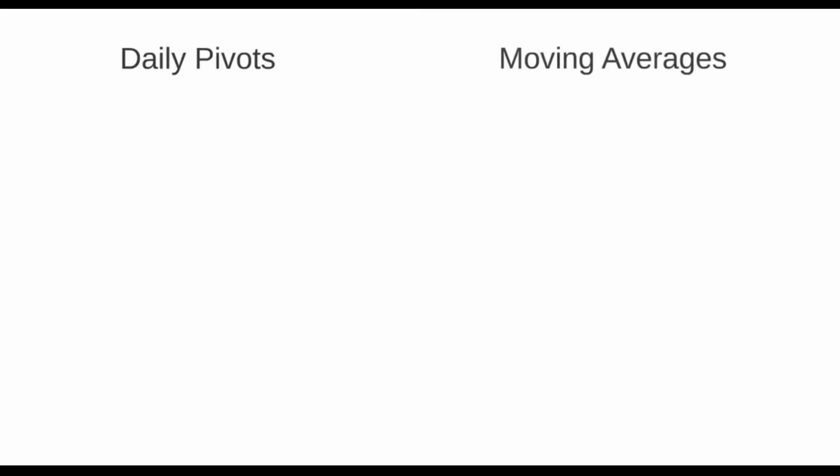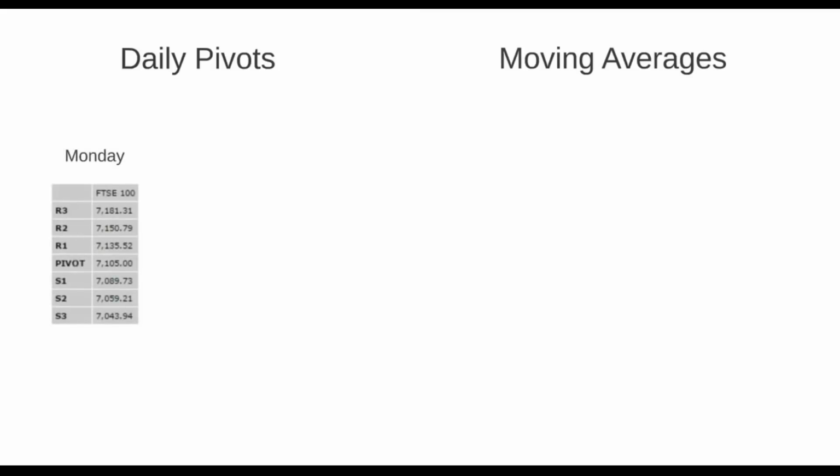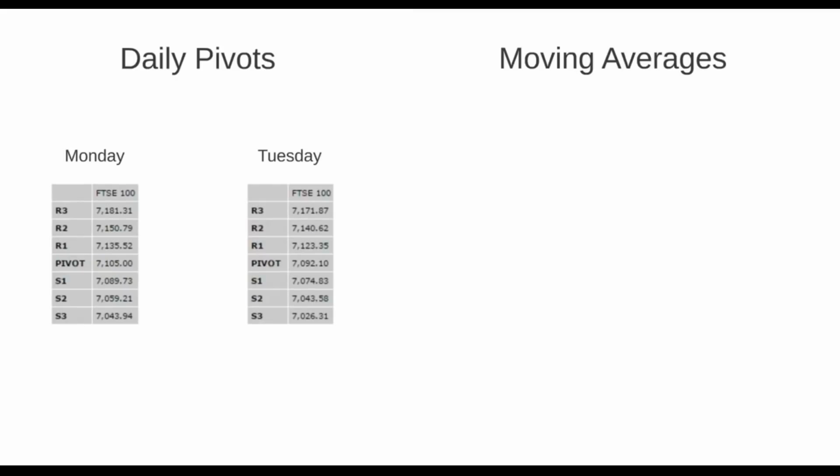Daily pivot levels are specific levels of support and resistance that change on a daily basis. So I will have a set of daily pivot levels plotted on my chart on the Monday, and then these levels will change on the Tuesday. Monday's pivot levels are now no longer of interest to me on Tuesday, as all the levels have changed.